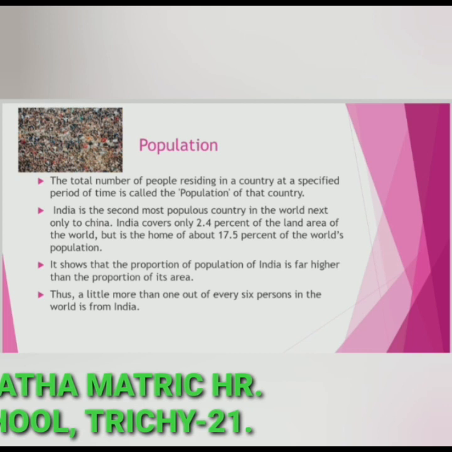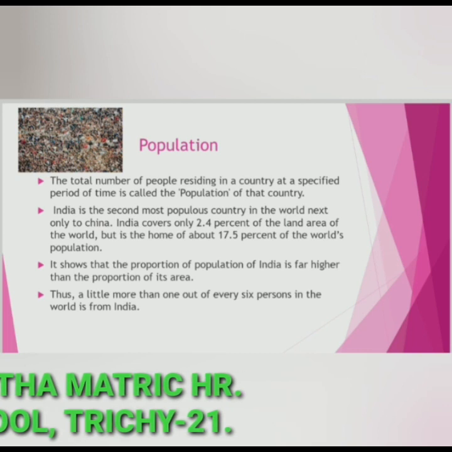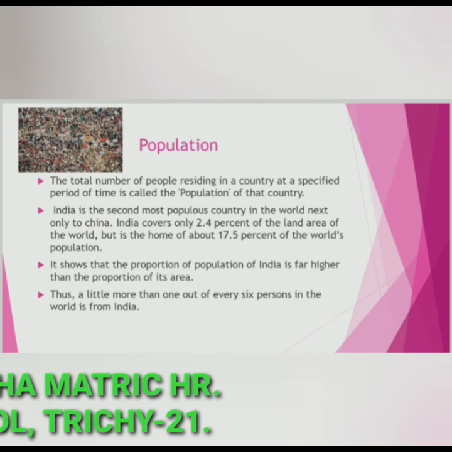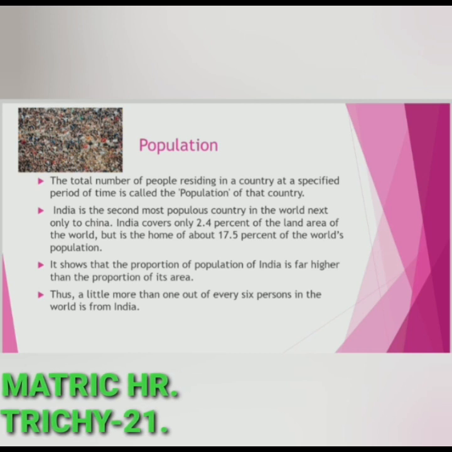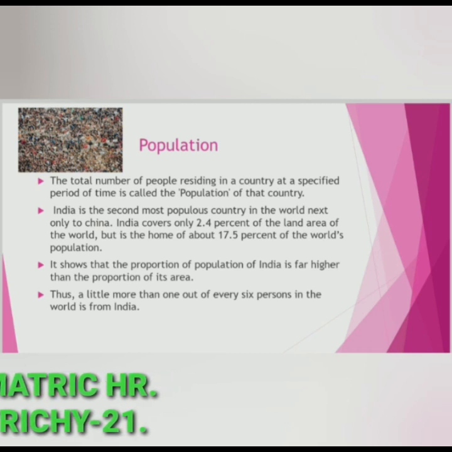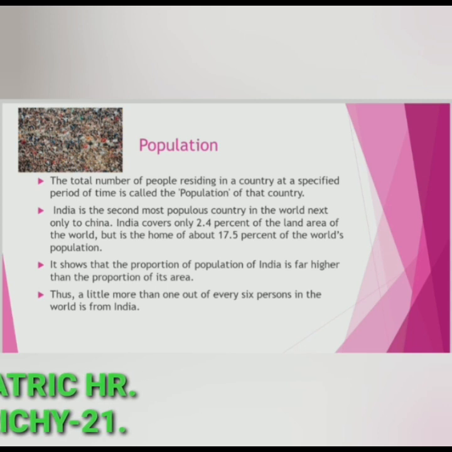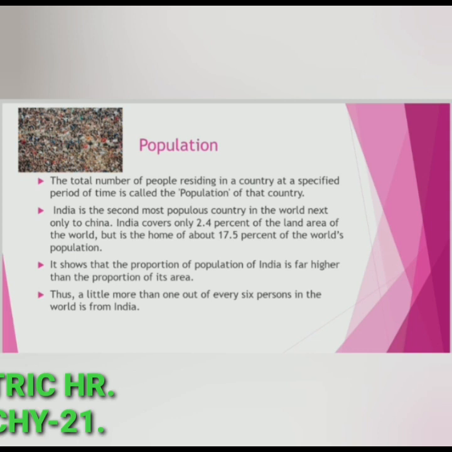of that country. India is the second most populous country in the world, next only to China. India covers only 2.4% of the land area of the world, but is the home of about 17.5% of the world's population. It shows that the proportion of population of India is far higher than the proportion of its area. Thus, a little more than one out of every 6 persons in the world is from India.